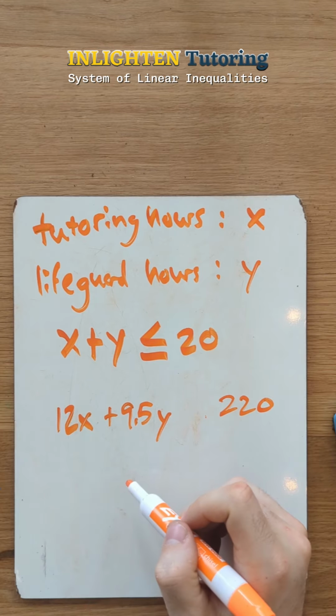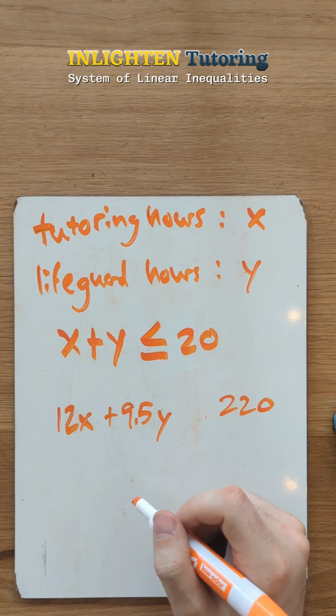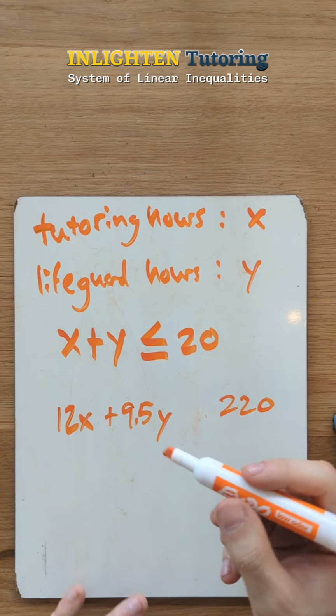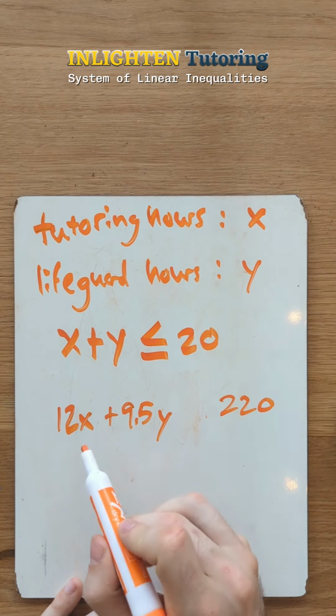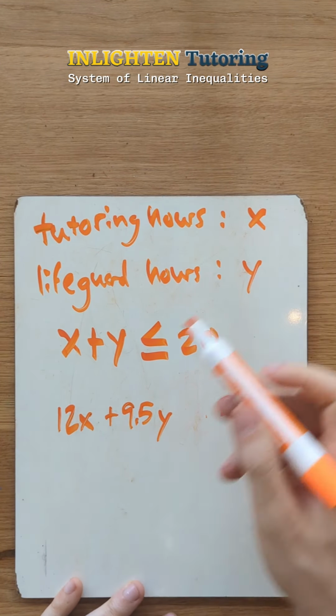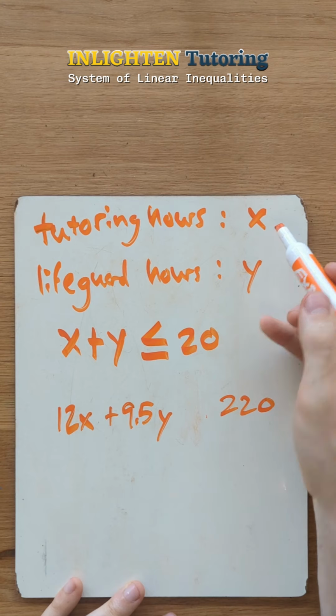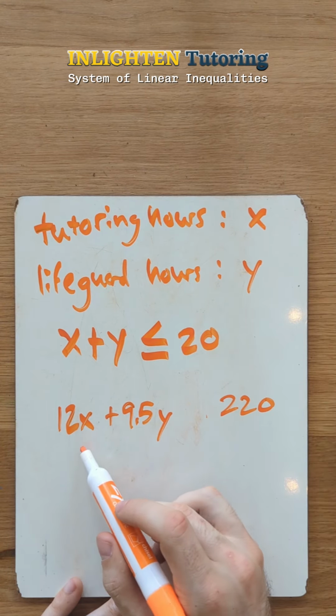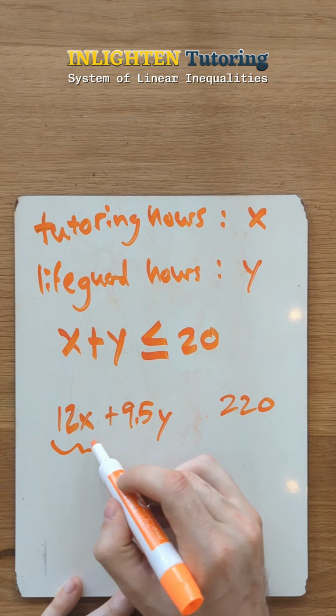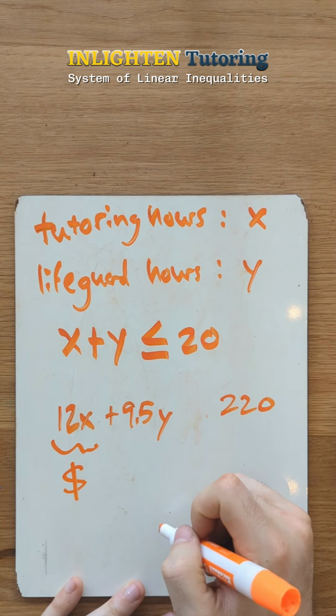This part here represents the total amount of money she's making from both jobs. I can tell that because the tutoring per hour, she makes $12. So if I do 12 times that number of hours, I'm going to get the total amount of money she makes from tutoring. So this right here is money from tutoring.